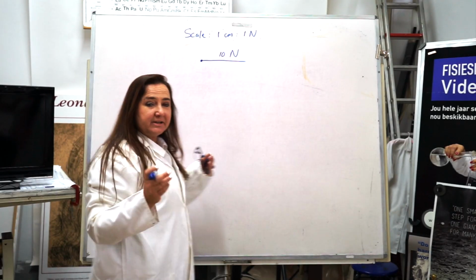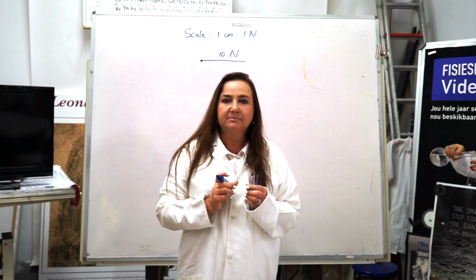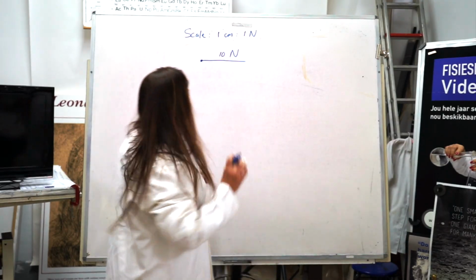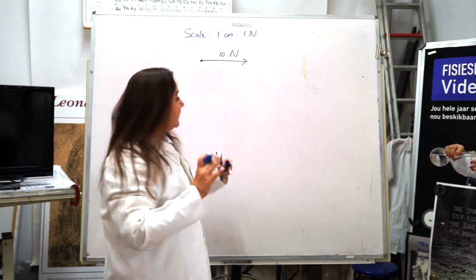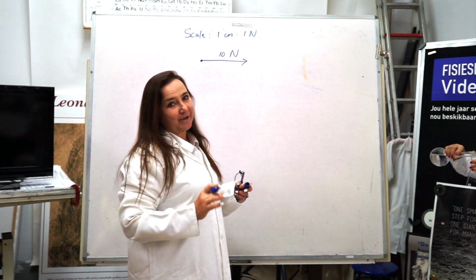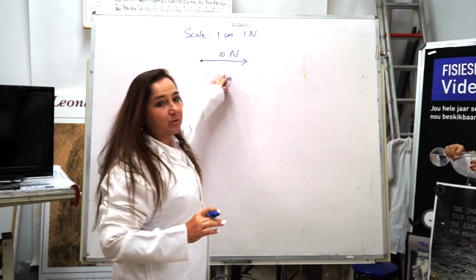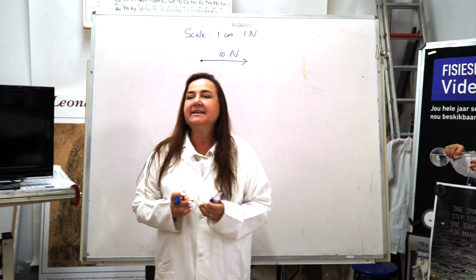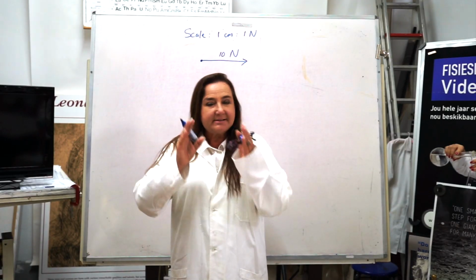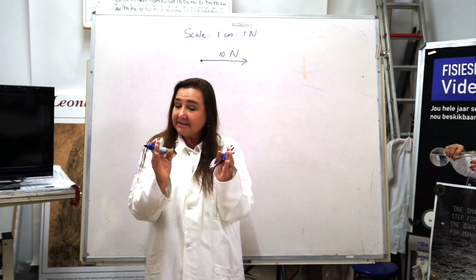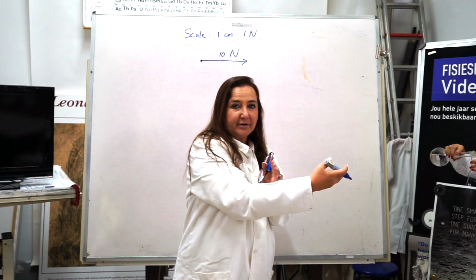But then there's something missing, and what is that? The direction. So we put an arrow for the direction in which that force is operating. That is what we call a vector. A vector is where we say something has a magnitude and a direction.